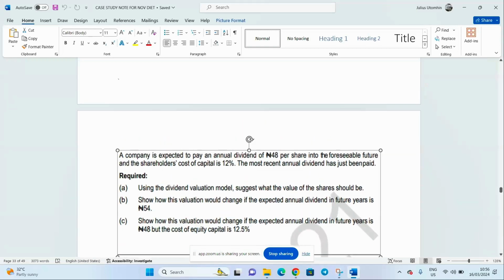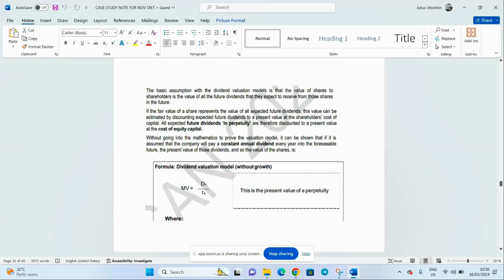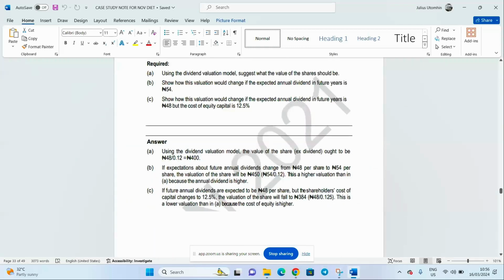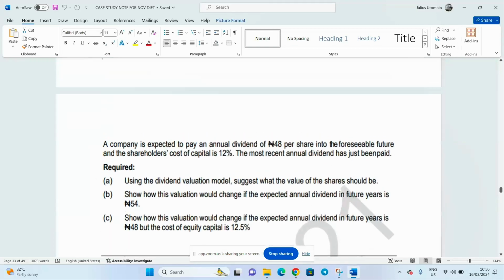Koya, read B for us now. Show how this valuation would change if the expected annual dividend in future years is 54 naira. So, how will this valuation change? You expect the future dividend to be 54 naira. That's classwork number one. We already did the first one. The third one: show how this valuation would change if the expected annual dividend in future is 48 naira, but the cost of capital is 12.5%.